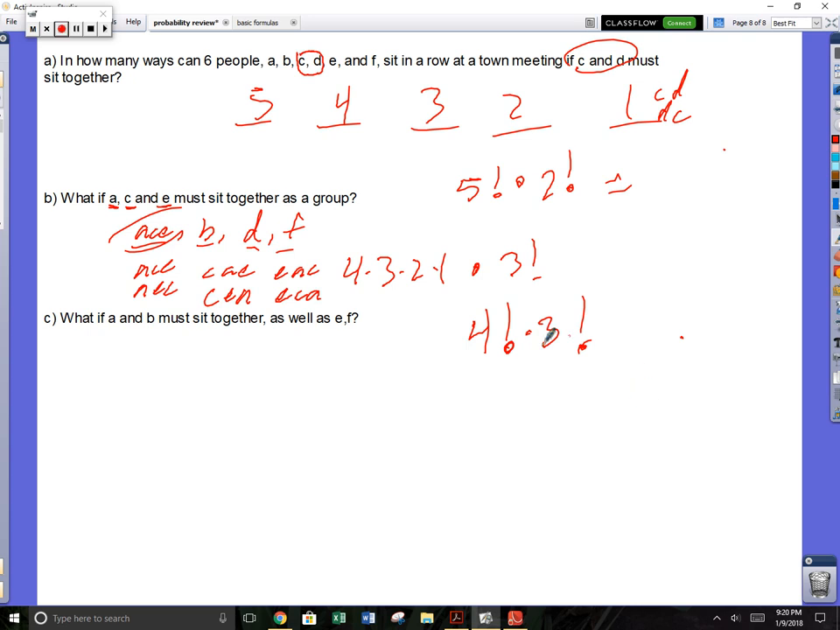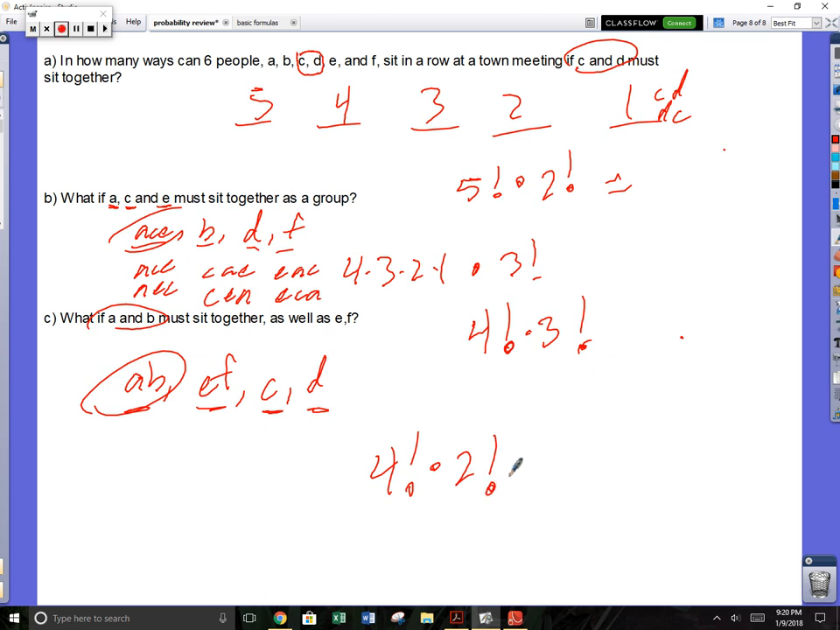Okay, the last one. What if A and B are 1, as well as E and F are 1? So A, B, E, F, I've got C and D. So again, I've got 1, 2, 3, 4 choices. So it's going to be 4 factorial. Times that by the different ways you can arrange those. And those are your total arrangements.